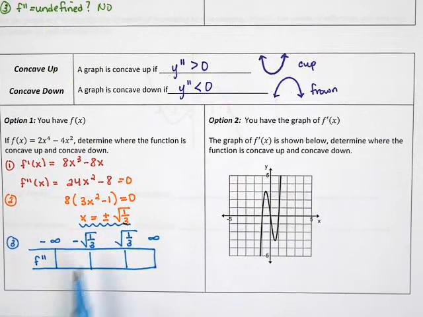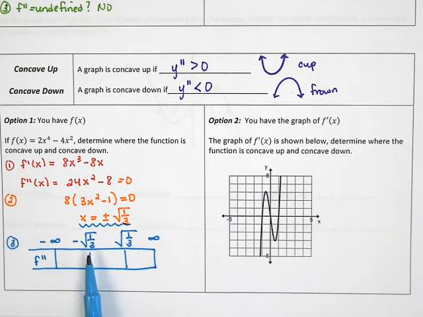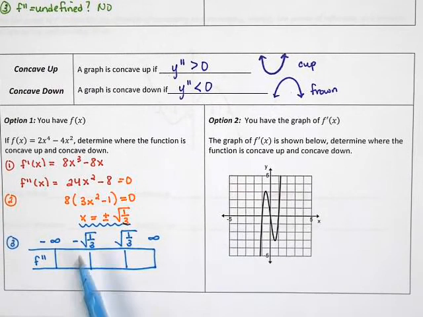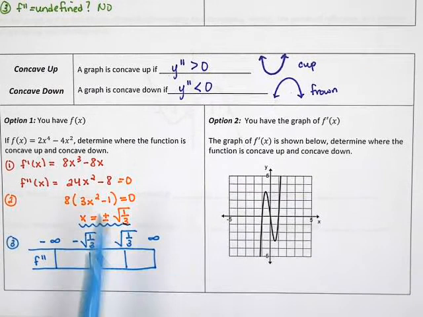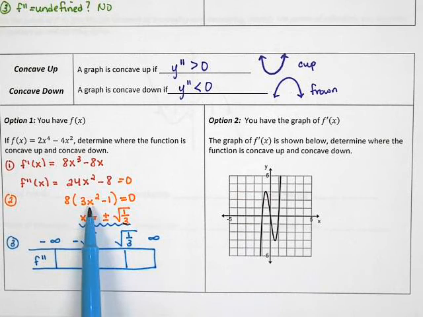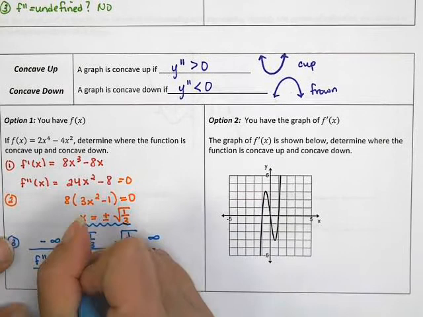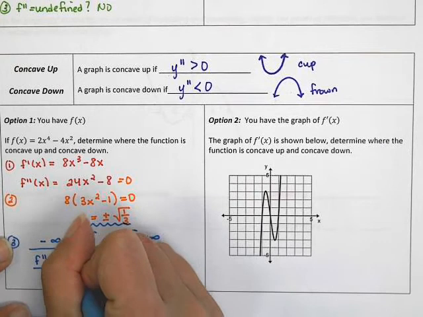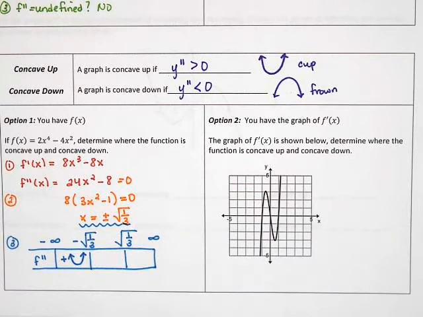So if I pick a number that's less than negative square root of 1/3, some students are like, I don't know what that number is, and that's okay. We definitely know that negative 10 is less than that. If I plug that in, 8 is always positive. Negative 10 squared is positive 100. So 300 minus 1 is going to give me a positive number. I'm going to be concave up like a cup for that section of the graph.